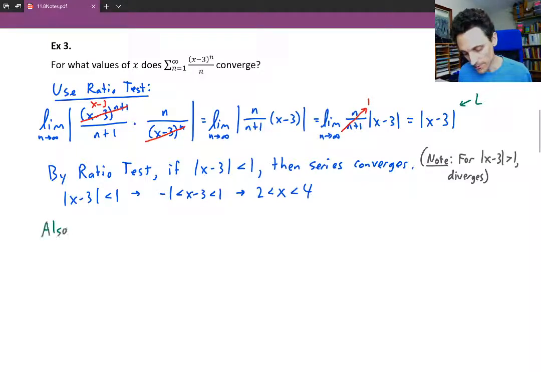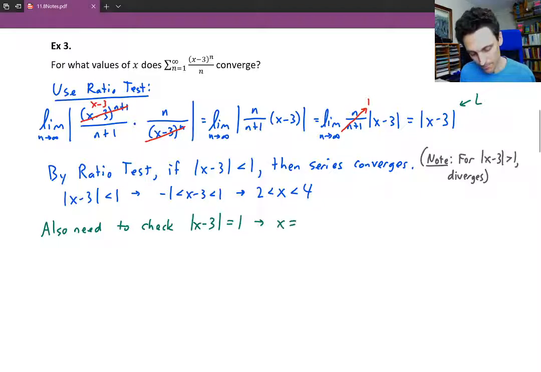So we also need to check, let me write it out here.